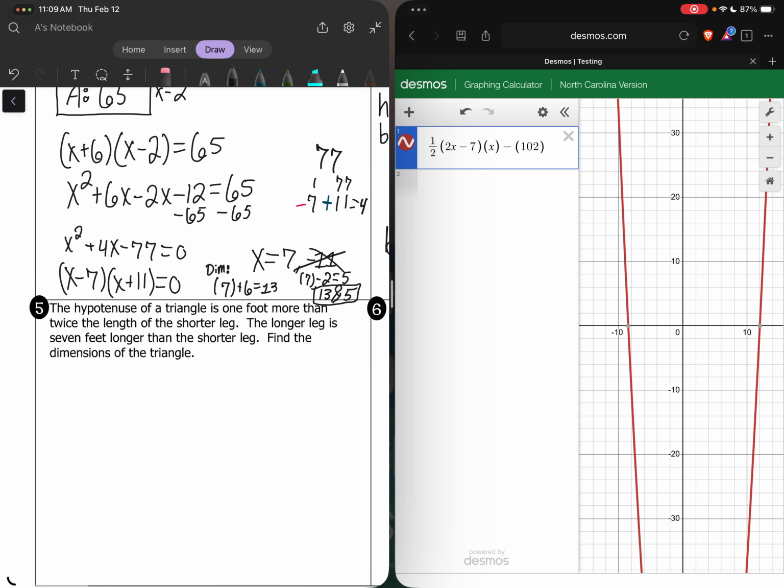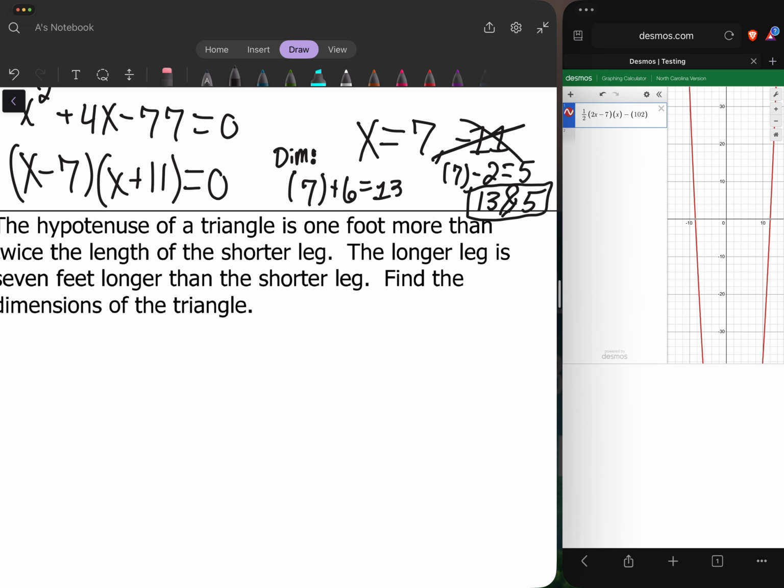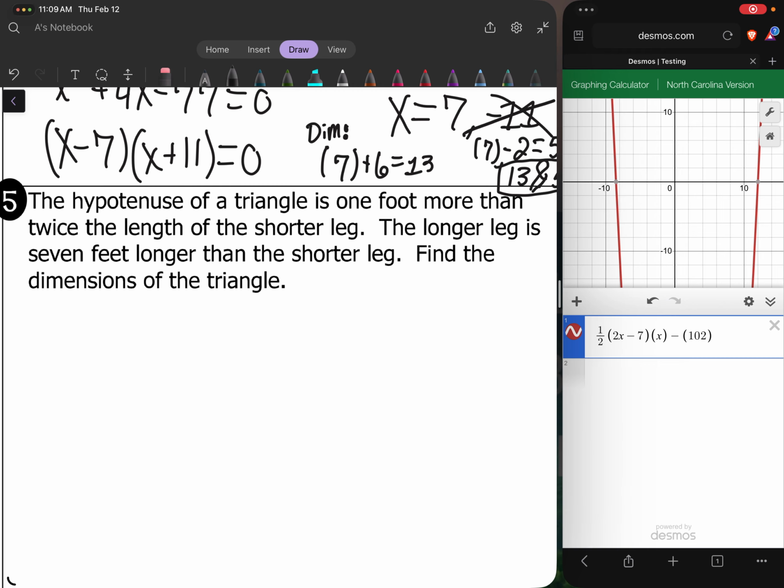Five and 6, I'm going to set up, but I'm not going to solve it. The hypotenuse of a triangle is 1 foot more than twice the length of the shorter leg. Time out there. I have a hypotenuse. I have a right triangle. In the back of my mind, I'm going to be thinking Pythagorean theorem. The longer leg is 7 feet longer than the shorter leg. Find the dimensions of the triangle.